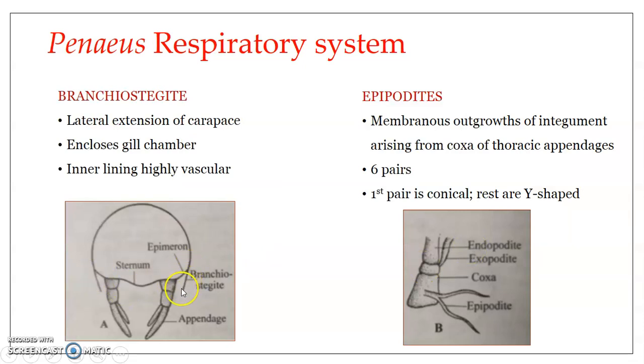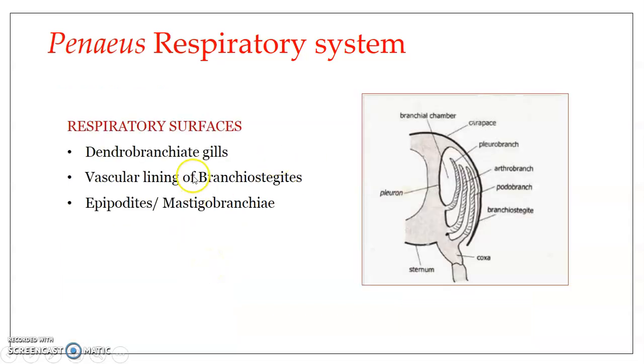And this lateral extension is what is known as the branchiostegide. The region which is found between the appendage and the branchiostegide on its side, this is what is known as the branchial chamber or the gill chamber. And it is in this gill chamber you can find all these structures which help in respiration.